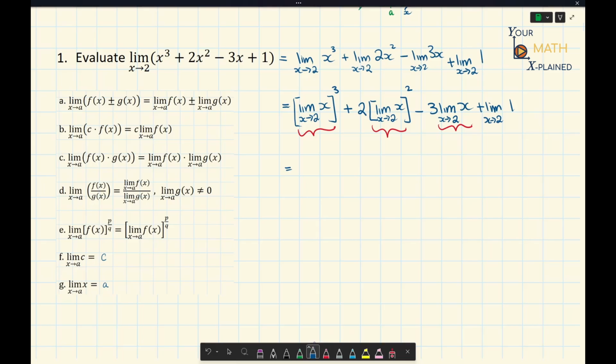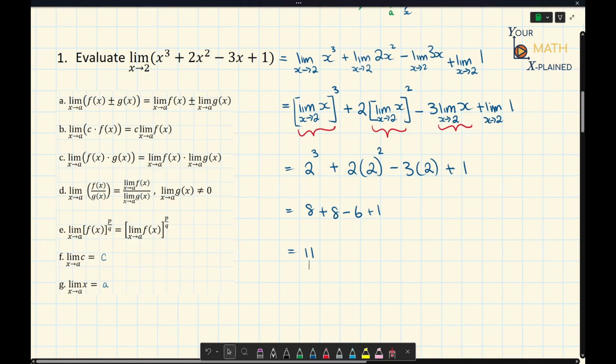So then this becomes 2 to the power of 3 plus 2 times 2 to the power of 2 minus 3 times 2, and then the last one is just using our law f, so that is going to be equal to just 1. So this is equal to 8 plus 8 minus 6 plus 1. And that is going to be equal to 11.